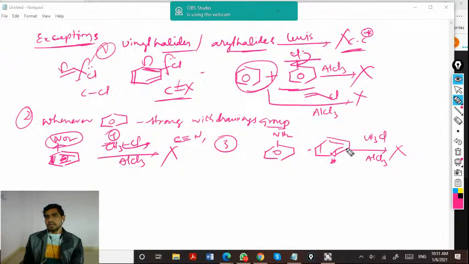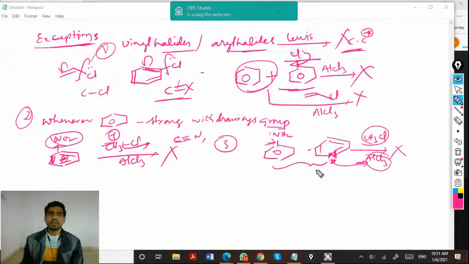Okay, so here the reason is, you can expect, because these two are Lewis bases, and this is a Lewis acid. Whenever you are treating with the Lewis bases, the Lewis acid will attack the Lewis base, so it is going to form a Lewis acid-base complex.